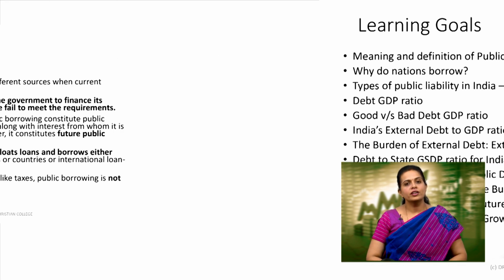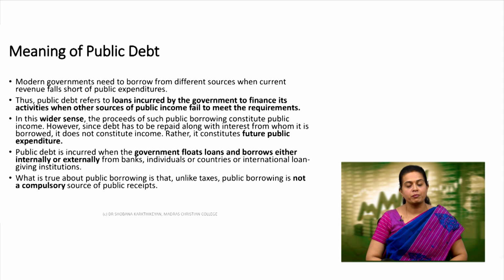Moving on, what exactly is meant by public debt? Public debt is any debt that is contracted by a government. A government could mean the local government, the state level or the central level. So, public debt is incurred when a government floats loans and borrows either internally from the people within the country or externally through outside sources.